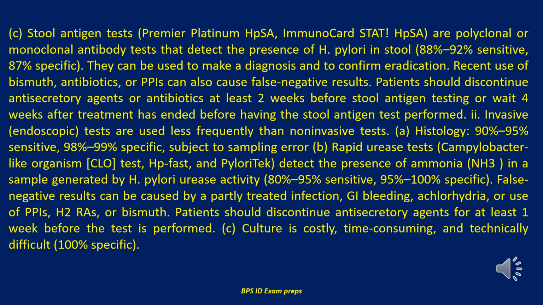False negative results can be caused by a partly treated infection, GI bleeding, achlorhydria, or use of PPIs, H2RAs, or bismuth. Patients should discontinue anti-secretory agents for at least 1 week before the test is performed. C. Culture is costly, time-consuming, and technically difficult. It is 100% specific.